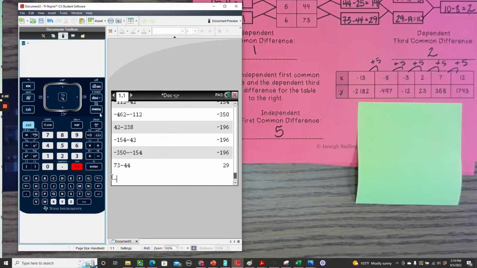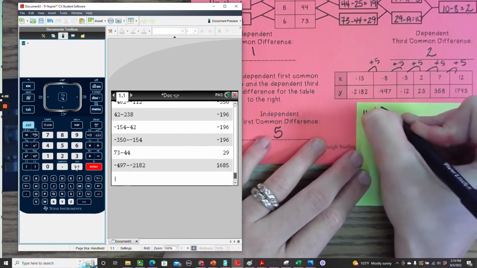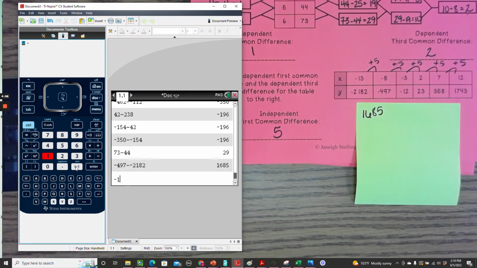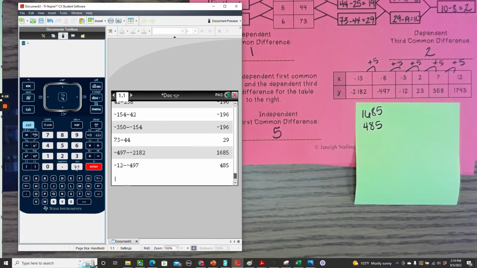Negative 497 minus negative 2182. I got 1685. All right. Negative 12 minus negative 497, 485. Not negative. 23 minus negative 12.